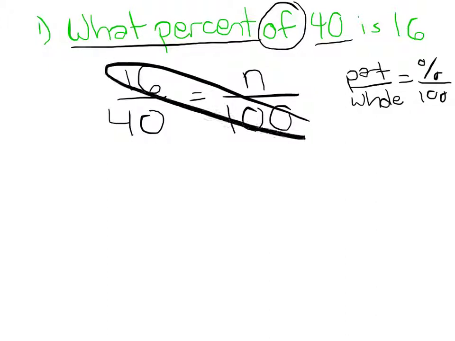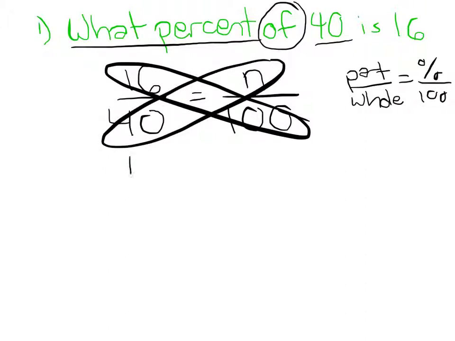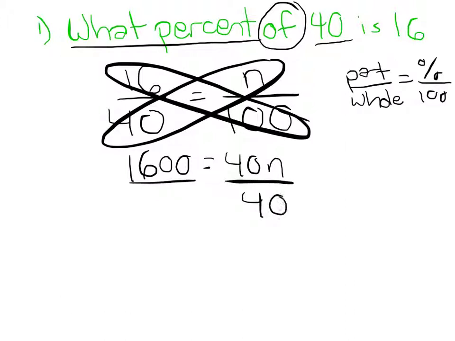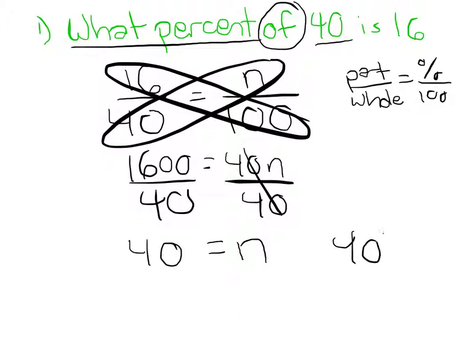So to solve this, we just use our cross multiplication. So 16 times 100 is 1,600. 40 times n is 40n. To solve for n, I want to isolate the variable, so I need to get rid of that 40 by dividing both sides by 40. And when I do that, 40 divided by 40 is 1, which leaves me with just n. And 1,600 divided by 40 is 40. So my answer will be 40%. So 16 out of 40 is 40%.